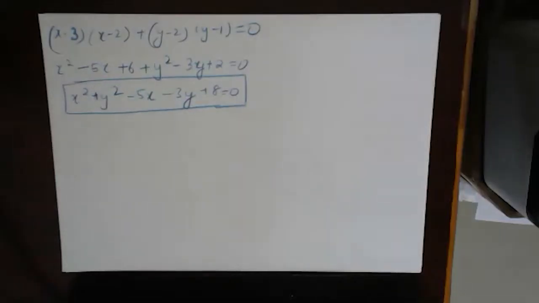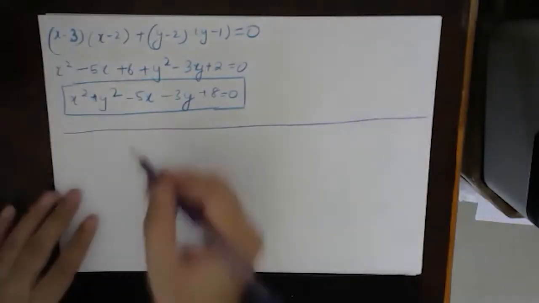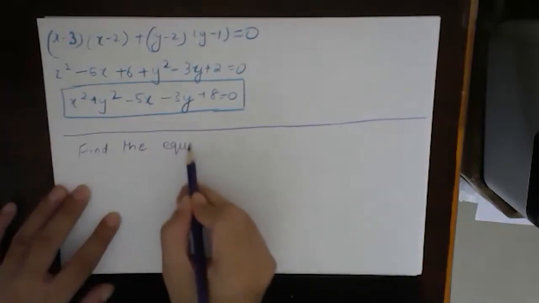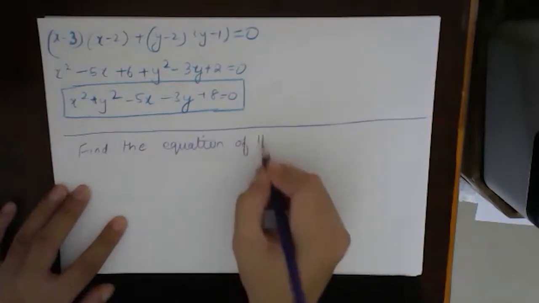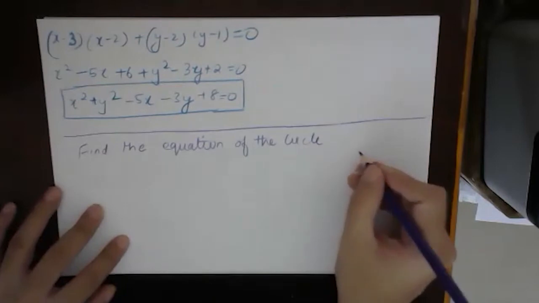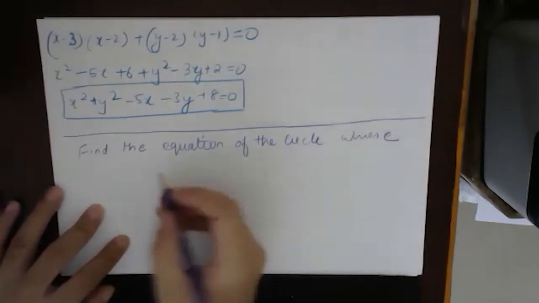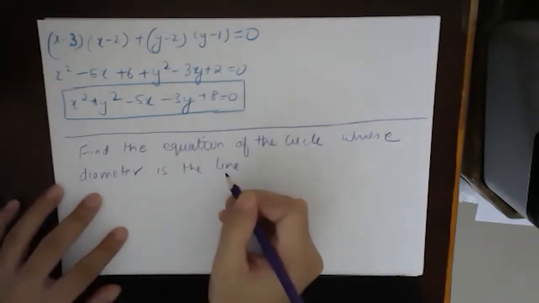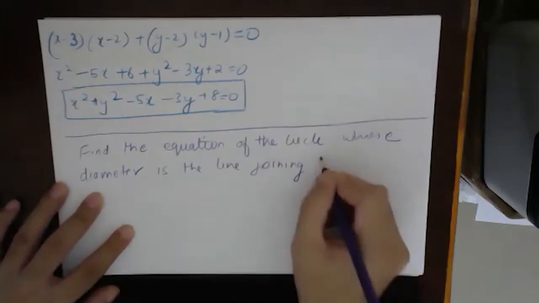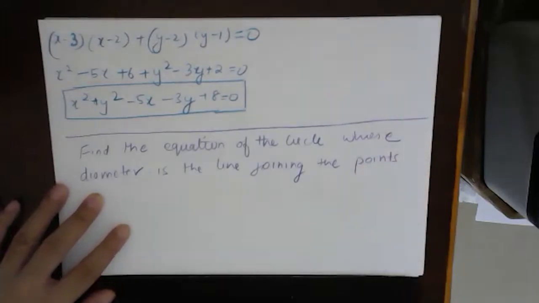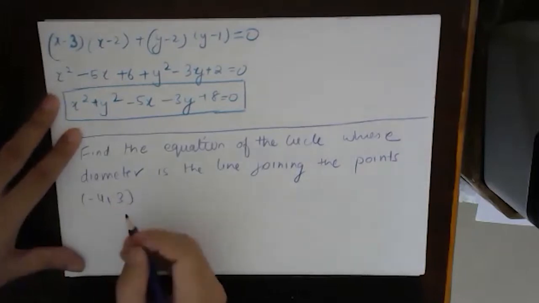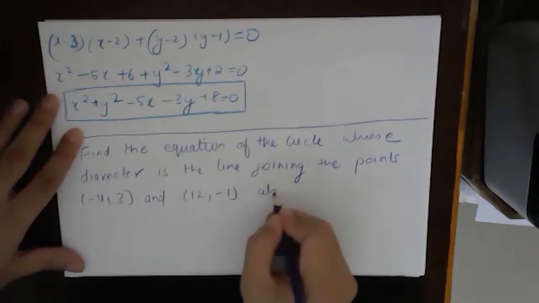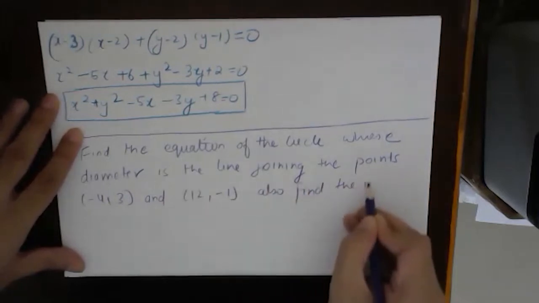Okay, sir. Fine. Let's start the next question. Find the equation of the circle whose diameter is the line joining the points (-4, 3) and (12, -1). Also find the intercepts.